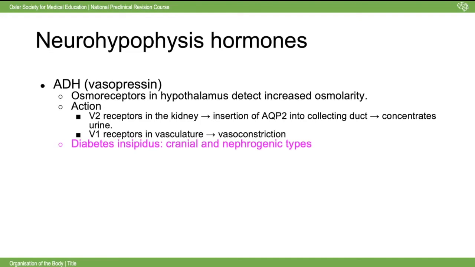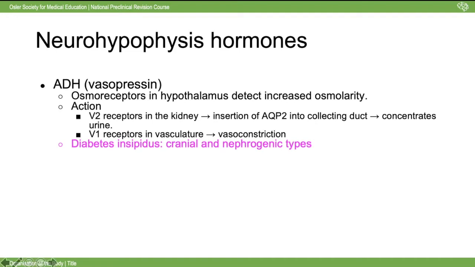And a good thing to mention if you're ever talking about ADH is diabetes insipidus, which is where you produce large amounts of dilute urine because this ADH system isn't working. And you can have a cranial or a nephrogenic type. So the cranial type is sometimes seen in elderly people when they have a fall, and the shock of the fall damages the pituitary stalk, which can inhibit your ability to release ADH.